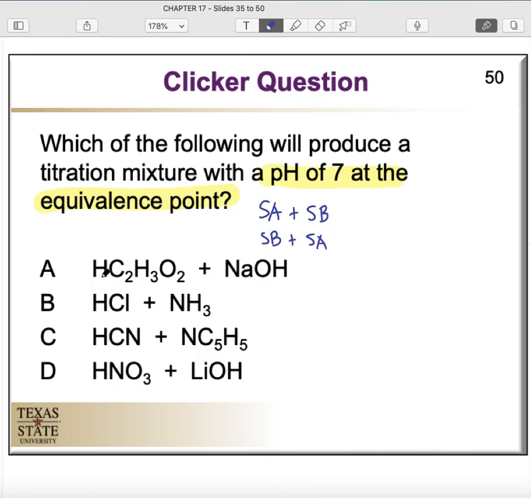This right here is acetic acid, which is a weak acid, so that's a no. Out of these two, ammonia is a weak base, so that would not work. Out of this, actually both of those are weak. This is hydrocyanic acid, which is a weak acid, and this is pyridine, which is a weak base. So the answer was D, which is where we have nitric acid, which is a strong acid, and lithium hydroxide, which is a strong base.